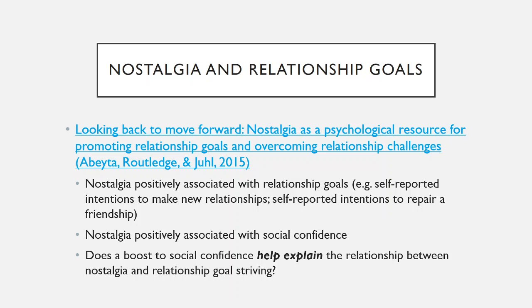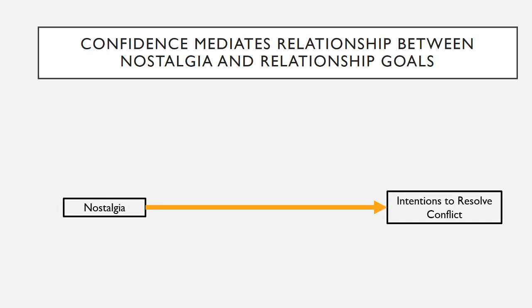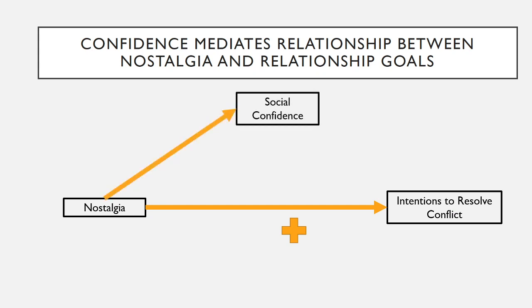So then they further asked whether this social confidence boost was helping to explain how you go from nostalgia to social goals. So, this is what their analyses looked like. It's the same series of regressions that I alluded to earlier. So, first, they needed to establish that there was this relationship between nostalgia and the relationship goals. They did that. Afterwards, they needed to establish that the first predictor of nostalgia was associated with social confidence, and it was. Lastly, this third pathway needed to be significant of social confidence relating to the relationship goals, in this case, intentions to resolve conflict.